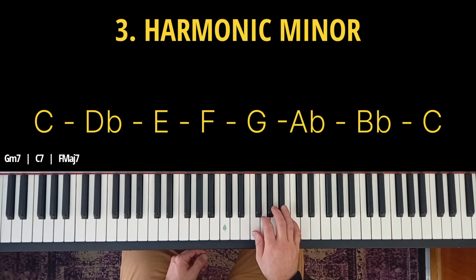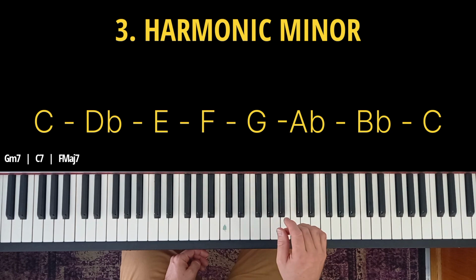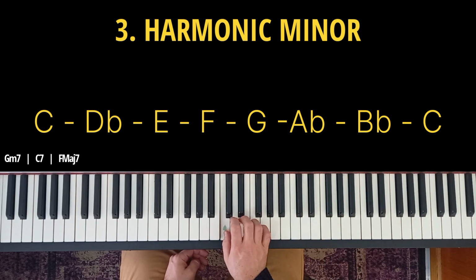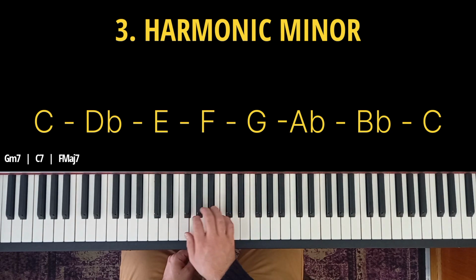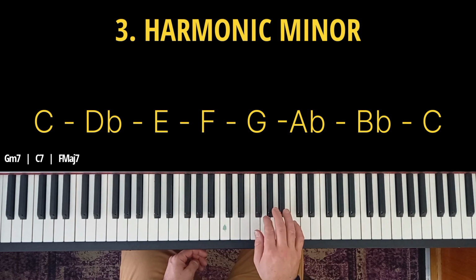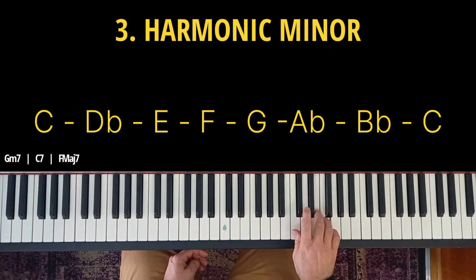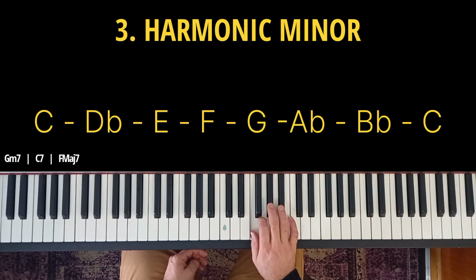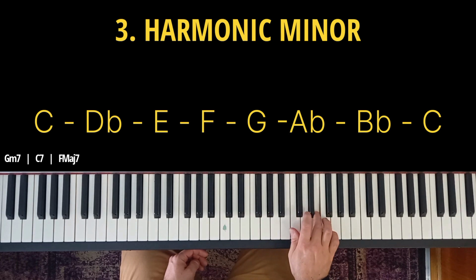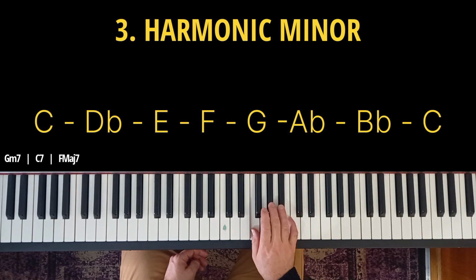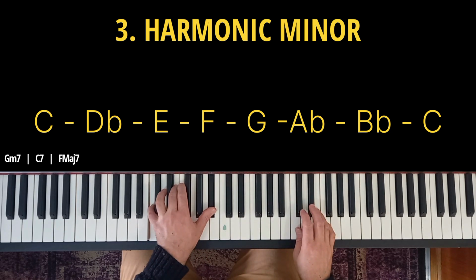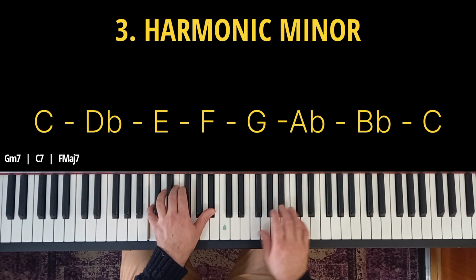The next easiest approach we can look at is the harmonic minor scale. Now, the harmonic minor scale, we don't start it on the C in this case. We're starting it on the F harmonic minor, which looks like this. But in this case, because it's on the C chord, we're starting on the C note, but playing the same notes as that F harmonic minor scale.